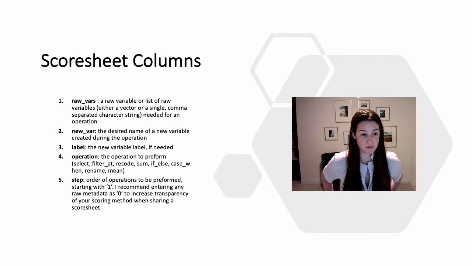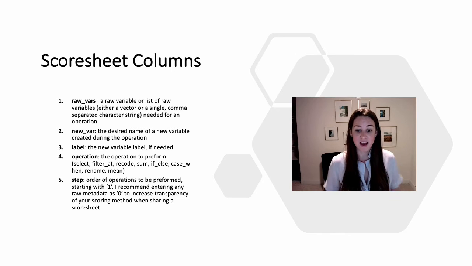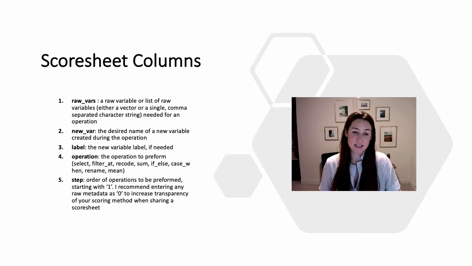The new_var column is the desired name of a new variable that is created during the operation. So this actually needs to be a different and new name than your raw variables. It needs to be a name that is not currently in the data set. You can make it whatever you want. We can rename it later, but right now it needs to be something that is a new variable name.